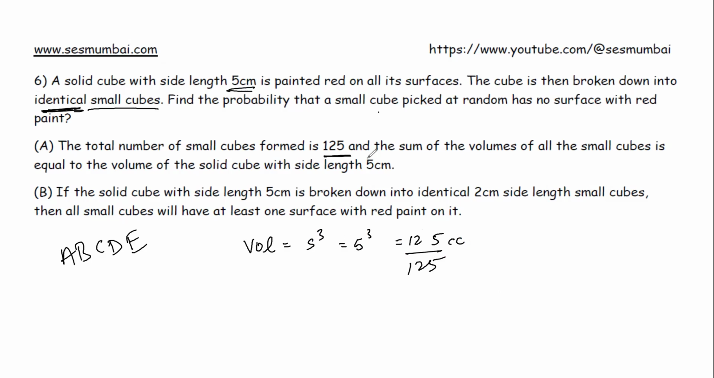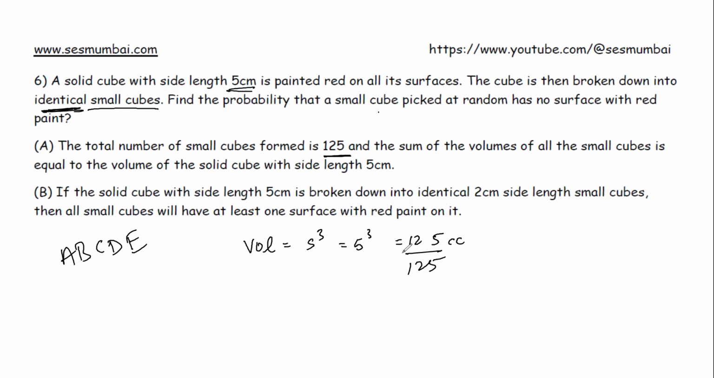And the reason behind that is very simple, that if they're not using the word identical, then the broken down part doesn't tell us whether these 125 are of the same dimension. So there could be 125, but one could be smaller, one could be bigger, and therefore find the probability that a small cube picked at random has no surface with red paint. It could not have been answered if the word identical is not there. But then see, let's not hypothesize. Let's go with the question.